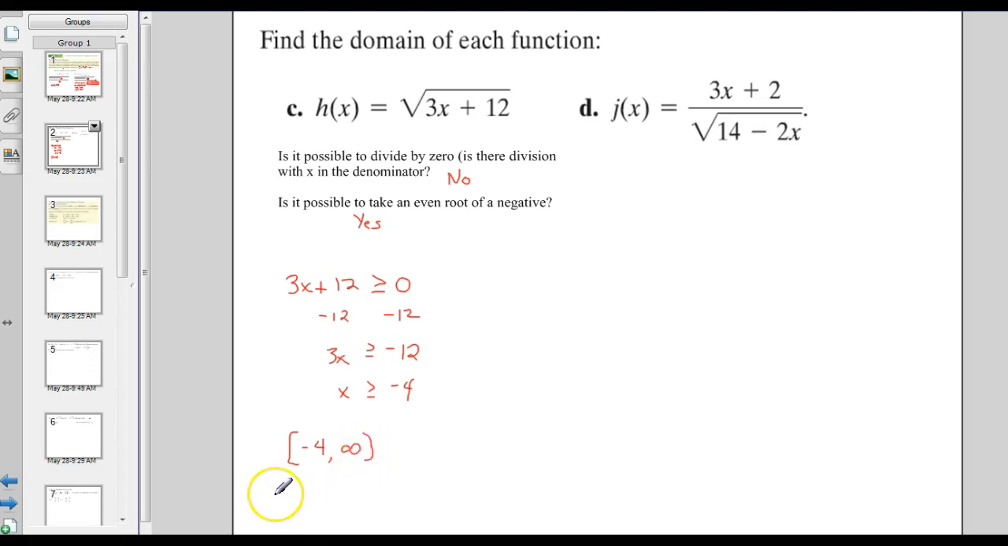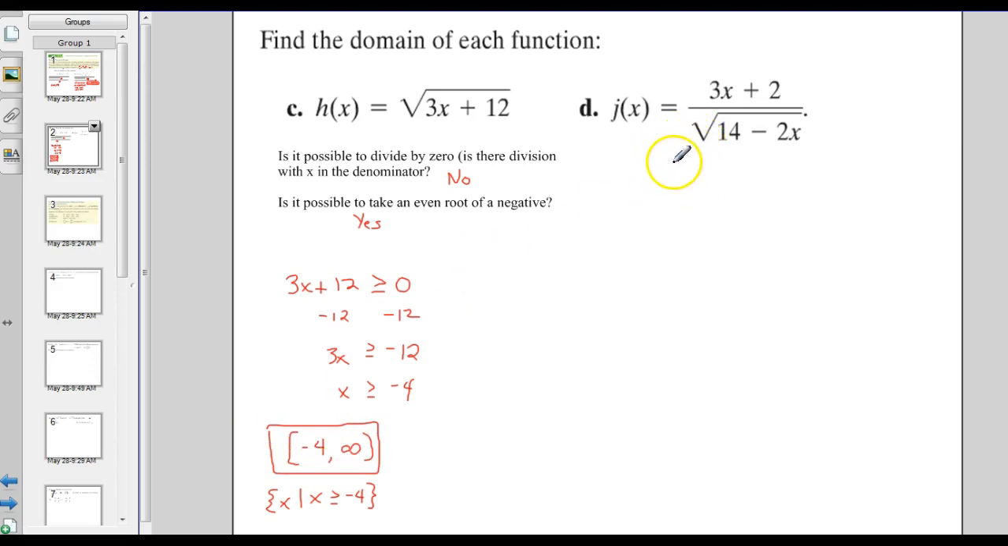Okay, if we wrote it as a set, we would just write the set of all x such that x is greater than or equal to negative 4. You literally, once you've solved it, you can just put an x such that in front of it and then put the set brackets around it. But this is typically how it's going to be asked in your homework to give that domain.